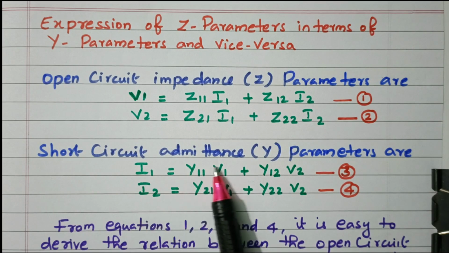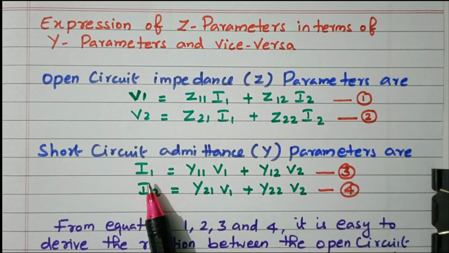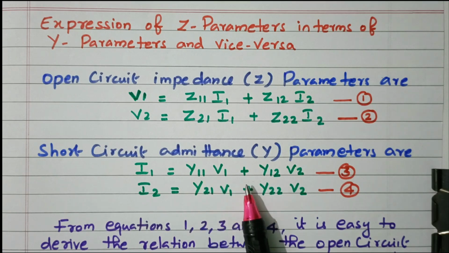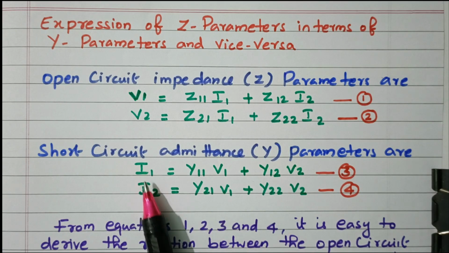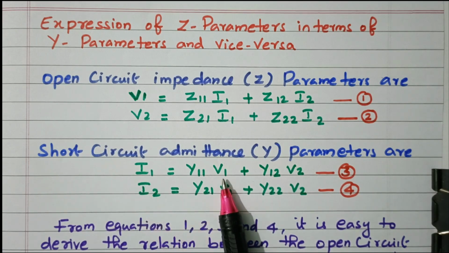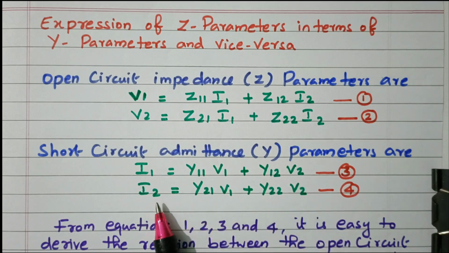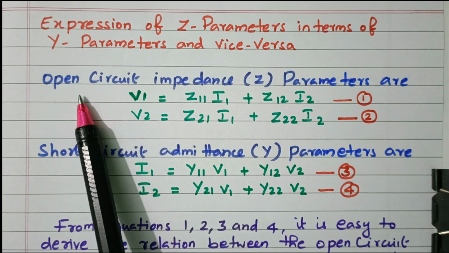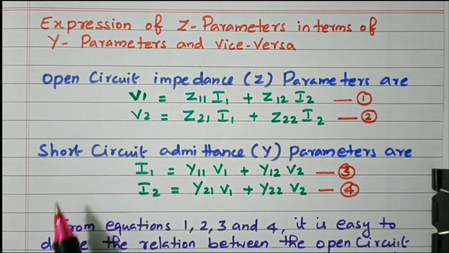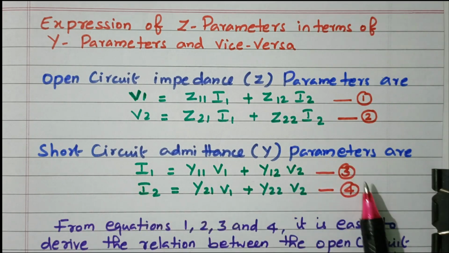In case of short circuit admittance Y parameters, the equations are I1 equal to Y11 V1 plus Y12 V2. Similarly, I2 equal to Y21 V1 plus Y22 V2. These Y11, Y12, Y21, Y22 are admittance Y parameters. Here the input and output currents are expressed in terms of the input and output voltages. Currents are expressed in terms of voltage. In Z parameters, the output port is open circuited; here the output port is short circuited. Take these as equation number 3 and 4.